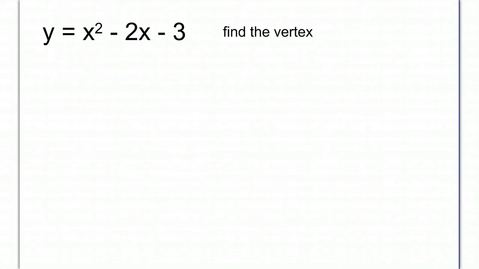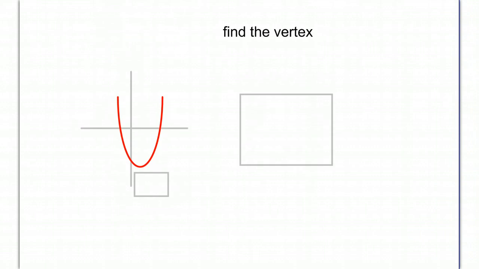vertex. Now, a quick reminder on what the vertex is. The vertex is a single point. It's either the lowest or the highest point on a parabola. And a parabola is one of these U-shaped graphs. So the vertex is going to be right here where things start to change direction. If you were to draw a line of symmetry to break this thing in half, the vertex would fall right on that line of symmetry.